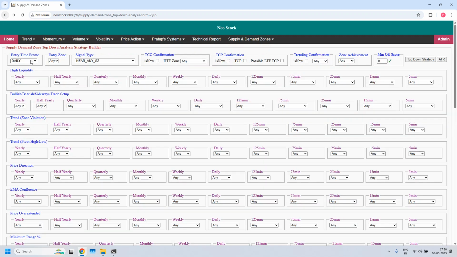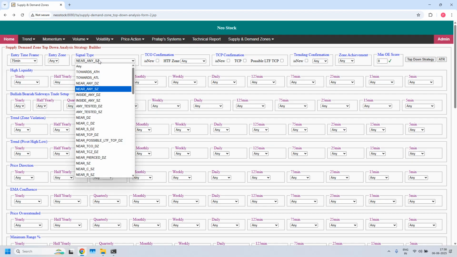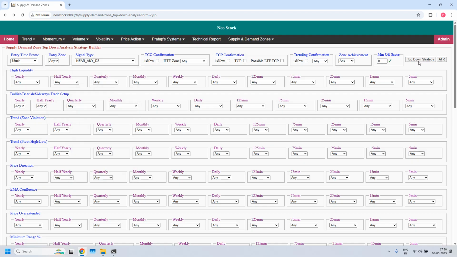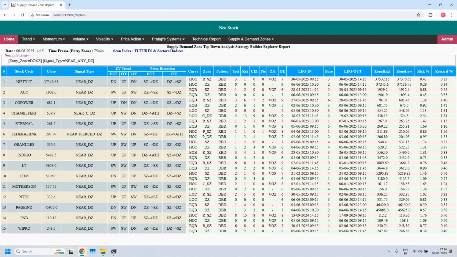Okay, next time frame is 75 minutes. Stocks near to the 75 minutes demand zone. We got 15 stocks. Let us identify 75 minutes high liquidity demand zone from this list. Chambal Fertilizers is having a 75 minutes high liquidity demand zone. That's it. We got only one 75 minutes high liquidity demand zone from this list.